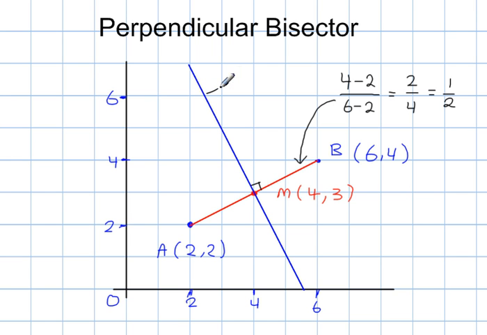So the gradient of this line, the perpendicular bisector, is the reciprocal of this, and we change the sign. So the reciprocal of 1 over 2 will be 2 over 1. And 2 divided by 1 is just 2. We must change the sign. This is positive, so this will be negative. So the gradient here is minus 2. So we need to write down the equation of a line that goes through the point 4, 3, the midpoint 4, 3, and it has a gradient of minus 2.